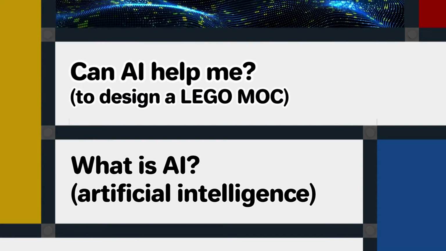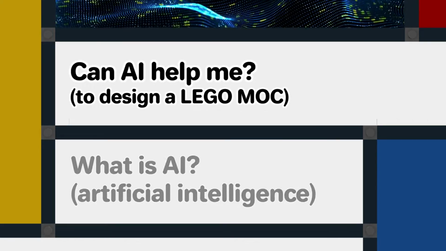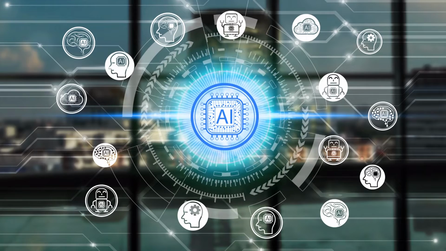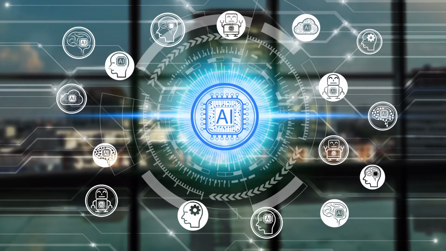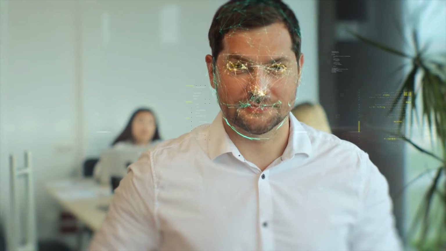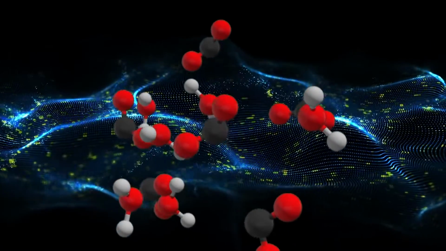There seems to be no single definition of AI, but it's generally used to refer to the ability of machines and computers to perform tasks that would normally require human intelligence. That includes things like recognizing patterns and making predictions.